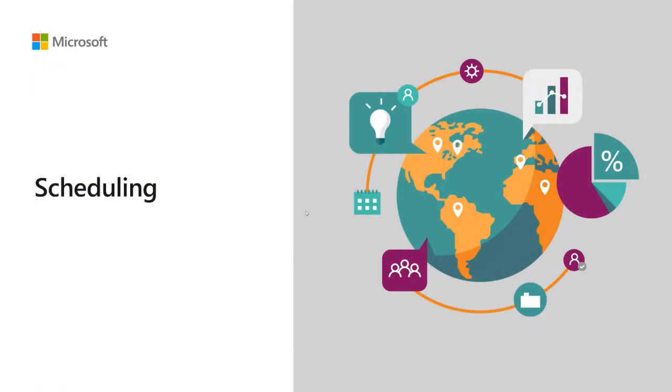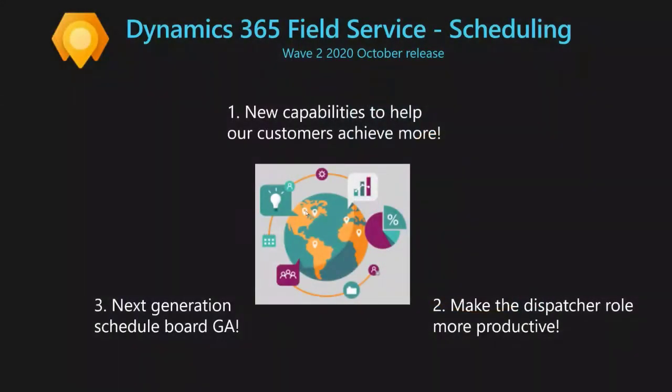My name is Rag Guru. I'm a principal PM within the resource scheduling subsystem in Dynamics. I'm going to be talking about the three big areas that we have invested for the Wave 2 October 2020. The first area is essentially the capabilities that we added into resource scheduling and the resource scheduling optimizer, and how our customers can achieve more with these capabilities is the first segment.